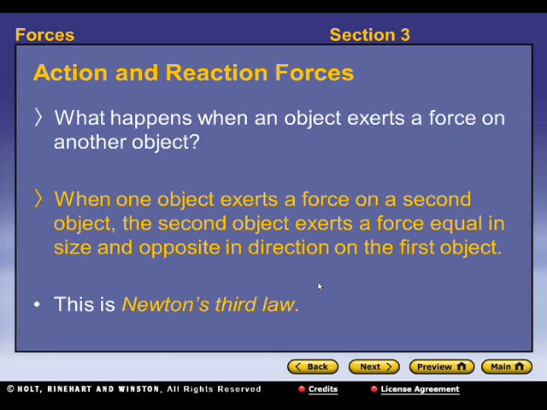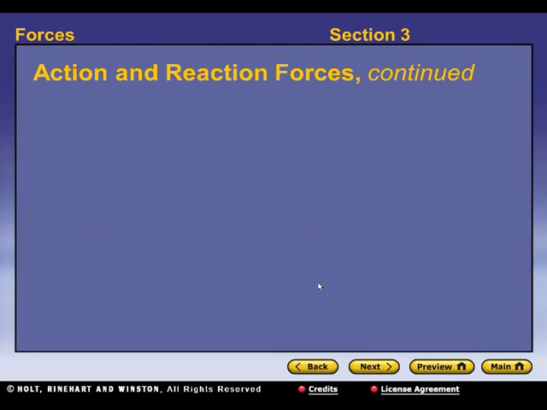This is called Newton's third law. You may have heard it simply as every action has an equal and opposite reaction. But we say it a little more technically here: when one object exerts a force on a second object, the second object exerts a force equal in size and opposite in direction on the first object. And it's key to remember there that it is equal in size and opposite in direction.